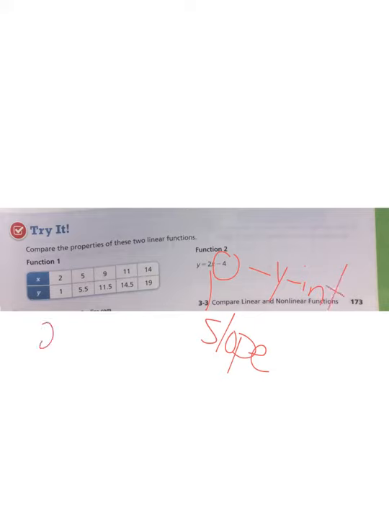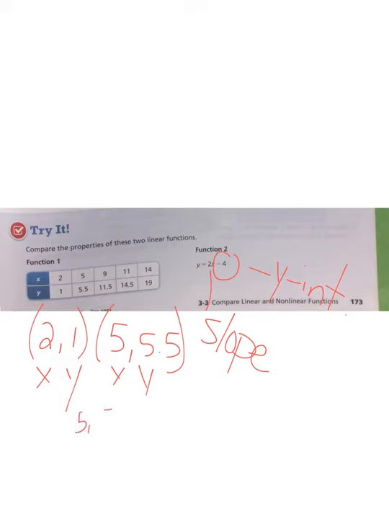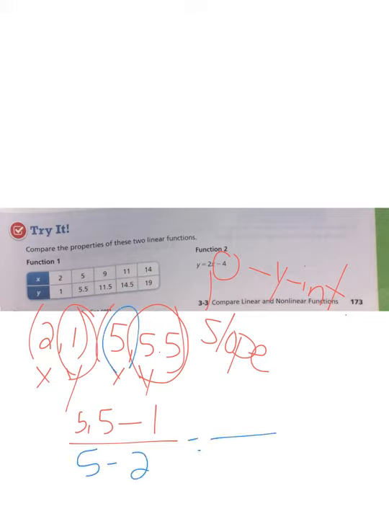Let's practice finding our slope. I'm going to pick 2 points. So we have our x and our y and our x and a y. If we look at this, our y's are on the top. So we have 5.5, take away 1. I started with this 5.5, and I'm taking away my 1. Those are in the numerator. Now let's look at the denominator. We'll have 5 take away 2. So we have 4.5 and 3.